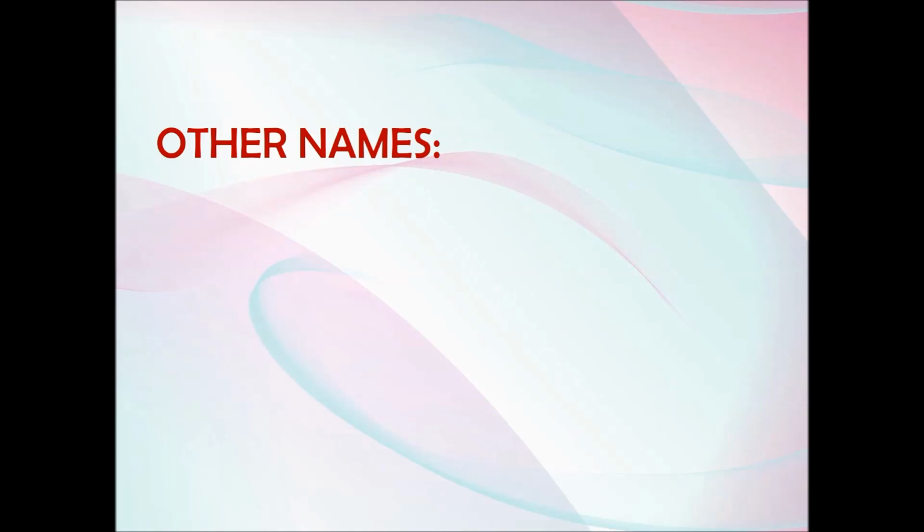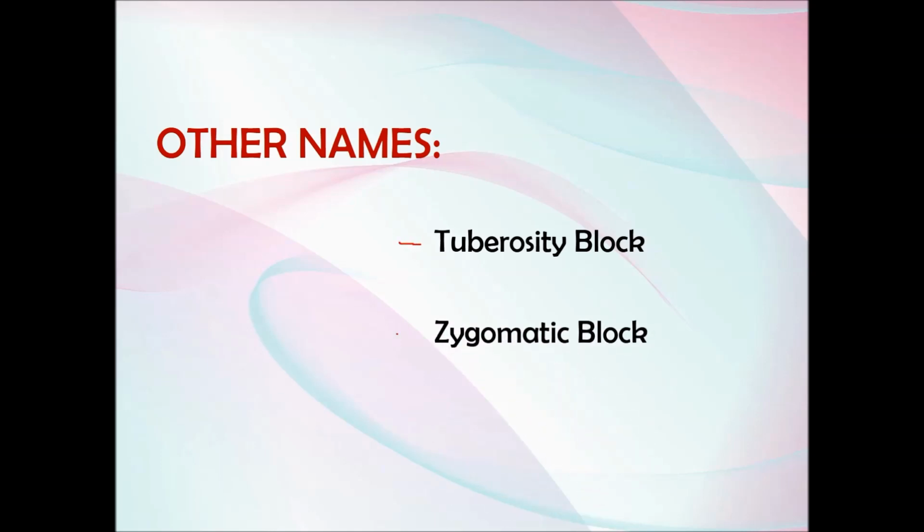So, the first and the foremost is what are the other names for a posterior superior alveolar nerve block. The first one is a tuberosity block and the second one a zygomatic block. Both the names are based upon the landmarks we would be discussing about in the next slide.